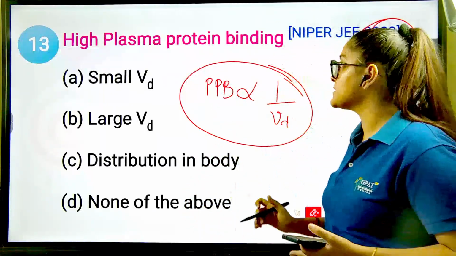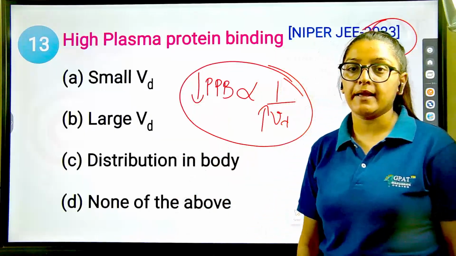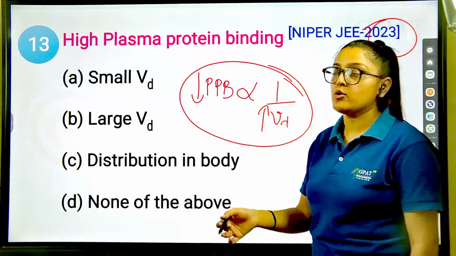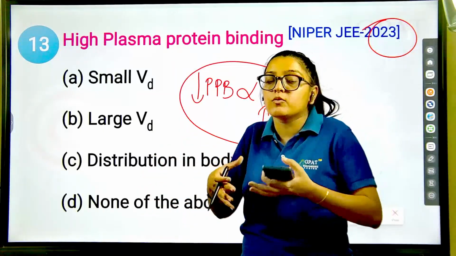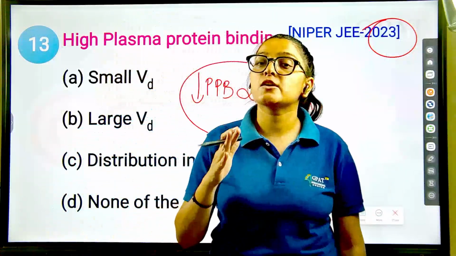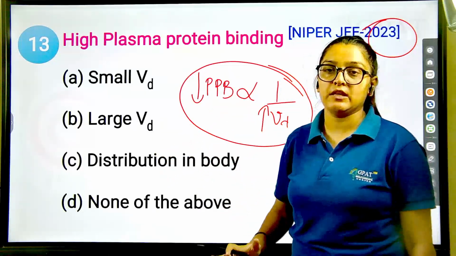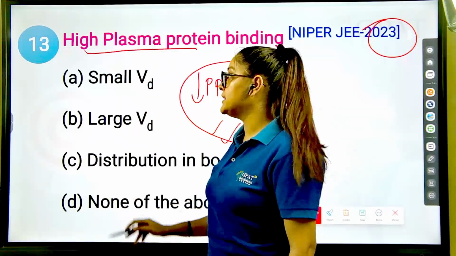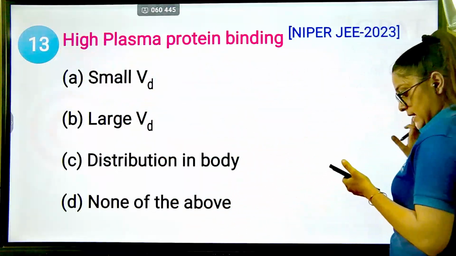So if the drug has higher VD, it should have less protein binding. If a drug has less protein binding, that means it will be more tissue bound. If the drug is more protein bound, it is generally pharmacologically inactive. That means the ADME will get altered, so the volume of distribution, half-life, everything will be altered. So this relation you must remember. A high plasma protein binding will indicate a smaller VD. Correct, so option A here is correct.